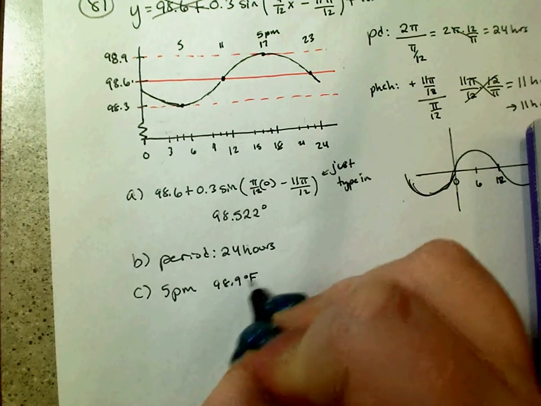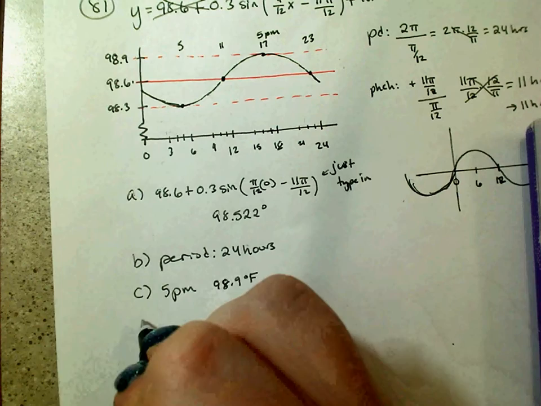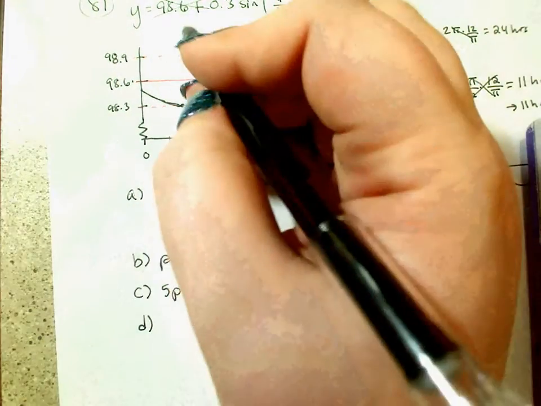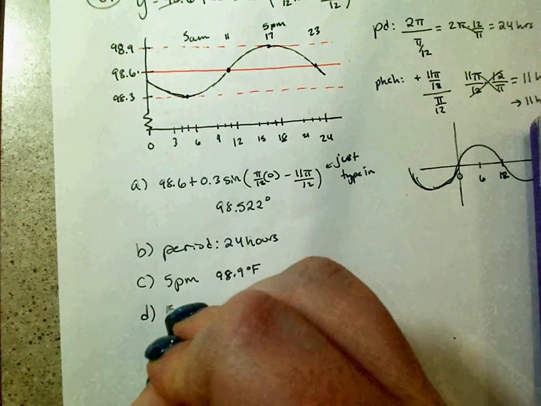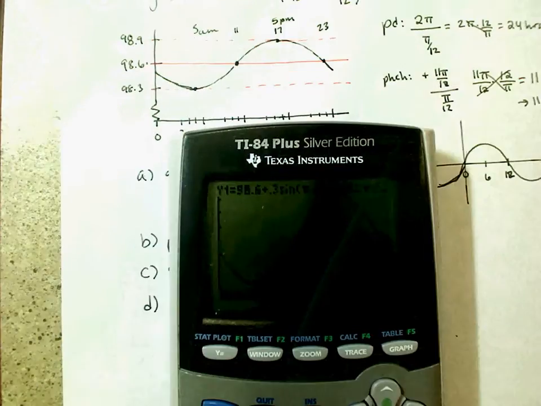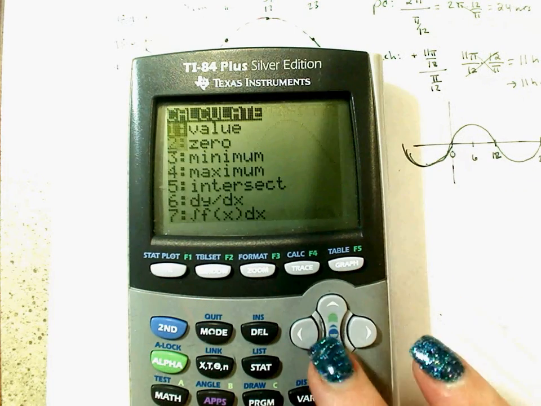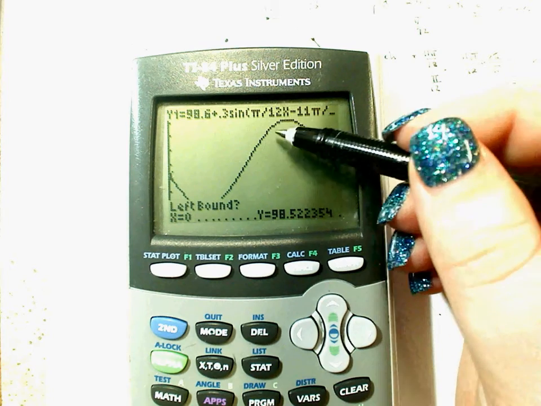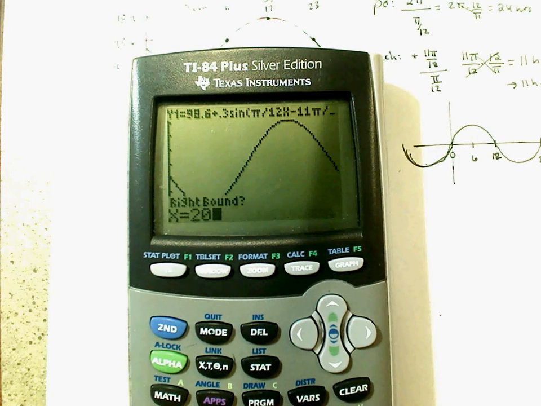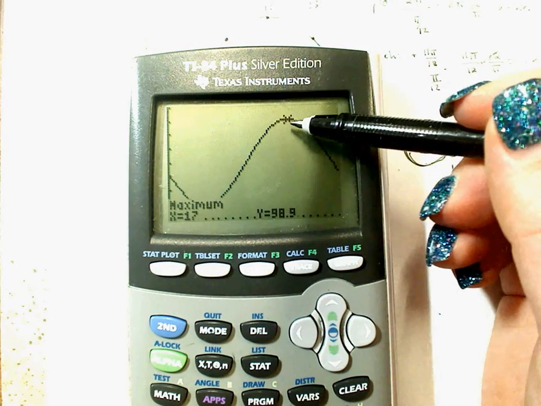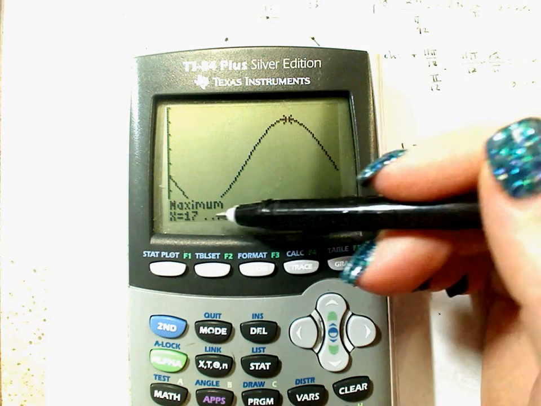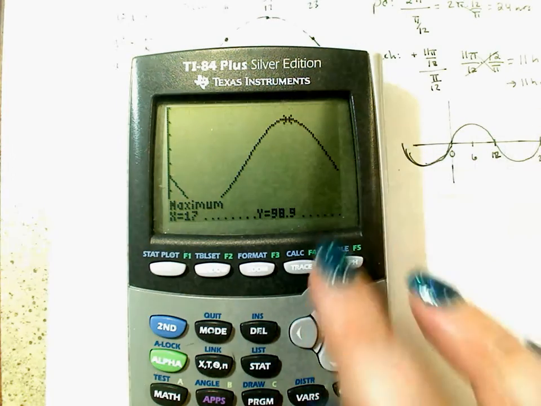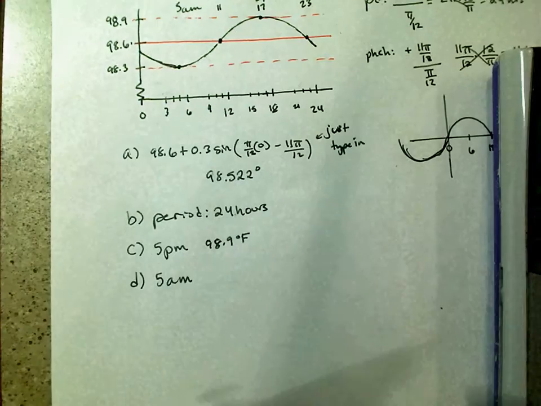D. Body temperature is lowest at 5 a.m. Which you can see right here. So if you did second calculate max, I know it's at 17 hours, so let's type 15. And it finds the maximum to be at x equals 17, which is 17 hours after midnight, or 5 hours after noon, and then you find the minimum the same way. So 5 a.m., and that is at 98.3 degrees.